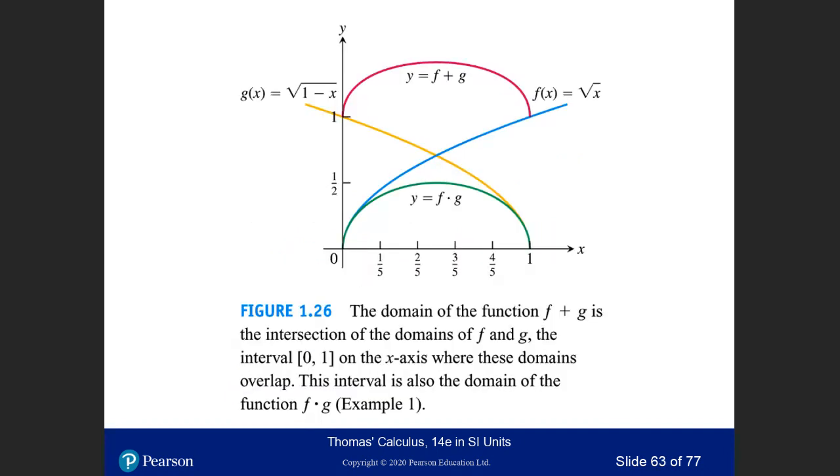That's a pictorial representation of what we do. That's another function. g of x here is 1 minus x squared. If you multiply these two functions, you get the green one. Okay?